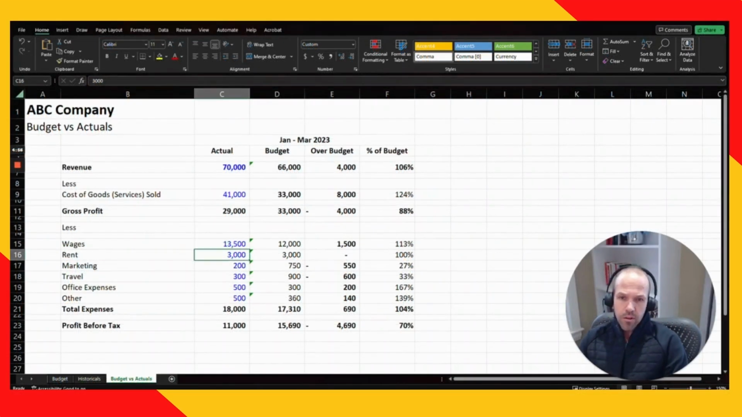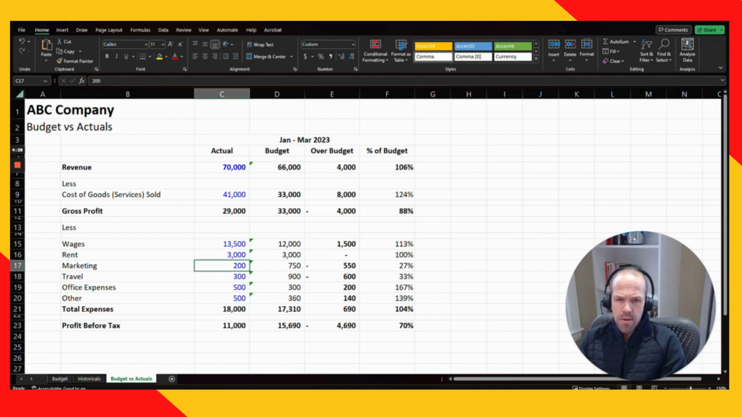Okay, and now on to rent. So rent, obviously, something that should be in line with what you budgeted, because rent is normally based on a contract that you have with your landlord. So that hasn't changed, so obviously not a concern. Marketing, we only spent $200 on marketing versus a budget of $750. So that's obviously good, especially as the fact that we brought in more revenue than expected or originally budgeted. So I'm not too concerned by that.